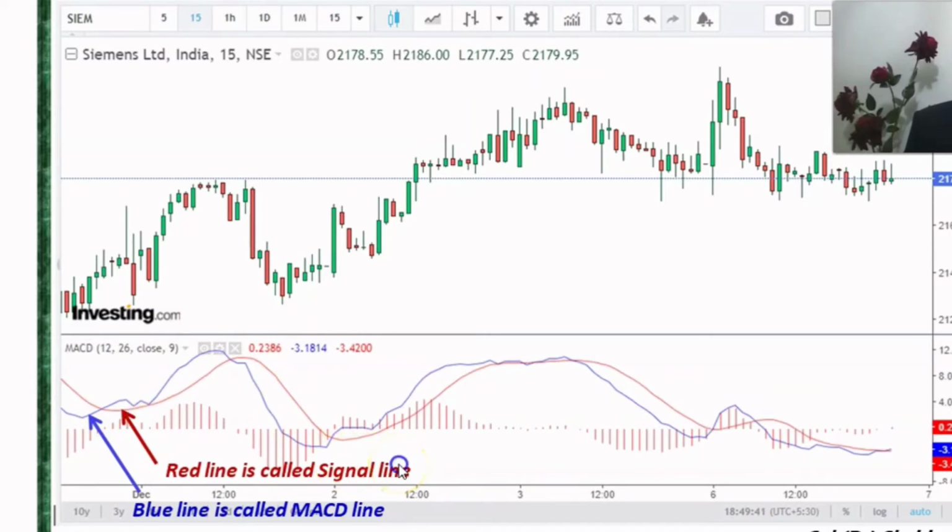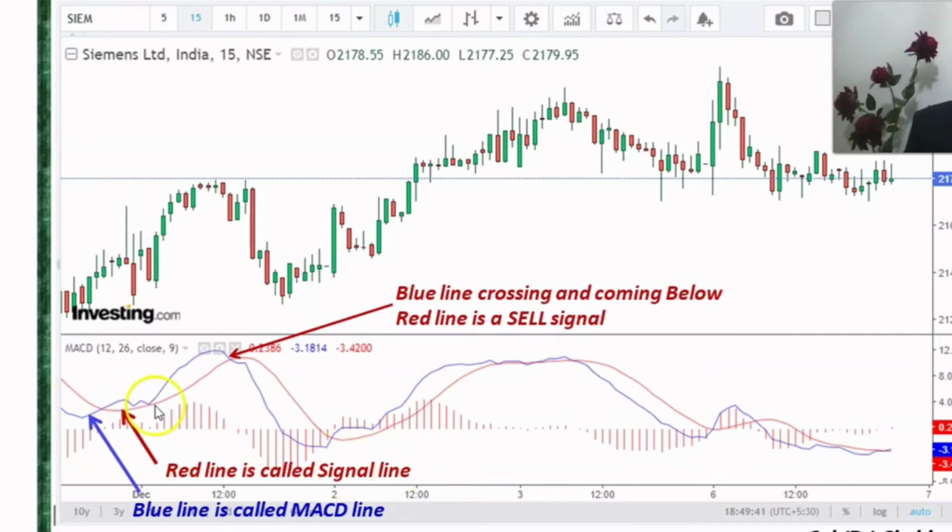Alright. Now have a look at this. Here where the blue line, or the MACD line, crosses and comes down below the red line, below the signal line, it indicates a sell signal. Here the trader would understand that this is the point where I must sell. So look here on top, see this corresponding point. From here the price has started coming down.